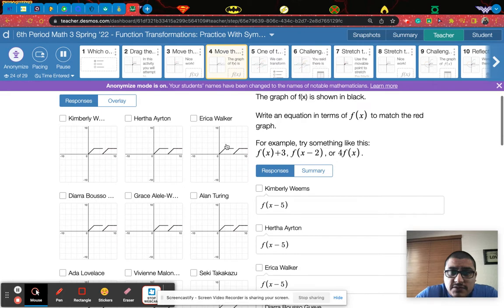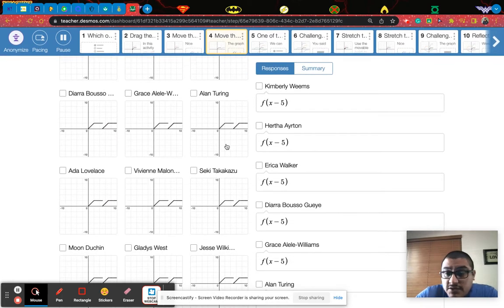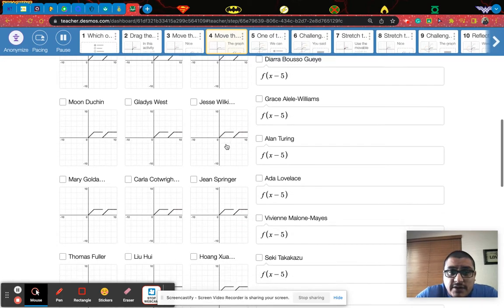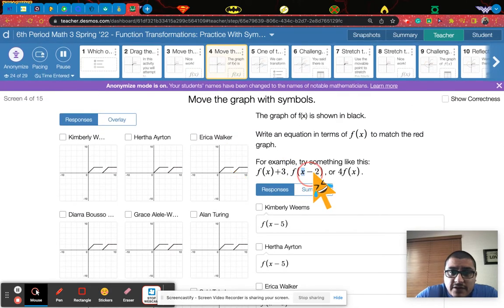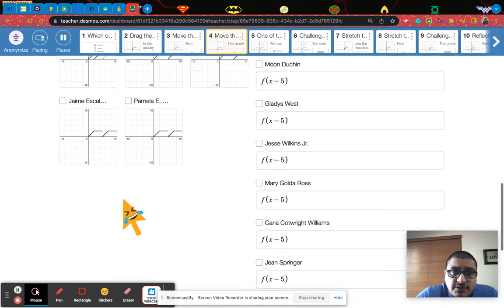All right, number four. This one now moves horizontally, so left or right. If you're trying to move it left or right, you do want to add or subtract a number where the x is. Now, if you did this first, you would notice that it moved it up, which was the last slide. But this one would move it in a horizontal direction.